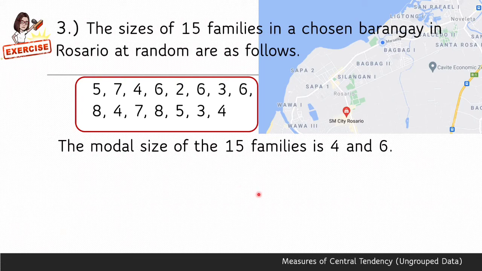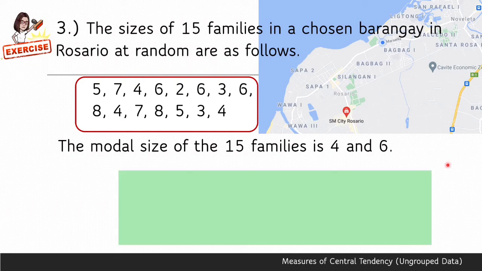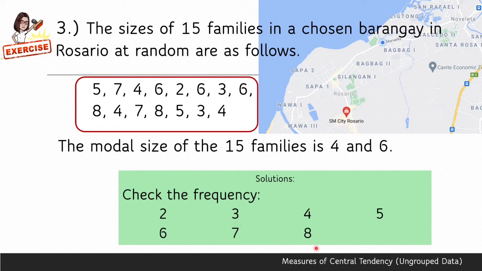Alright, time's up. What do you think is the correct answer? I will reveal it later. So first, the solution. Let's determine the numbers that appeared here. We have 2, 3, 4, 5, 6, 7, and 8. How many times did the number 2 appear in the data? Only once. 3 appeared twice. 4 appeared 1, 2, 3 times. 5 appeared 1 and 2 times. 6, we have 1, 2, and 3. 7 appeared twice. 8 appeared 1 and 2.